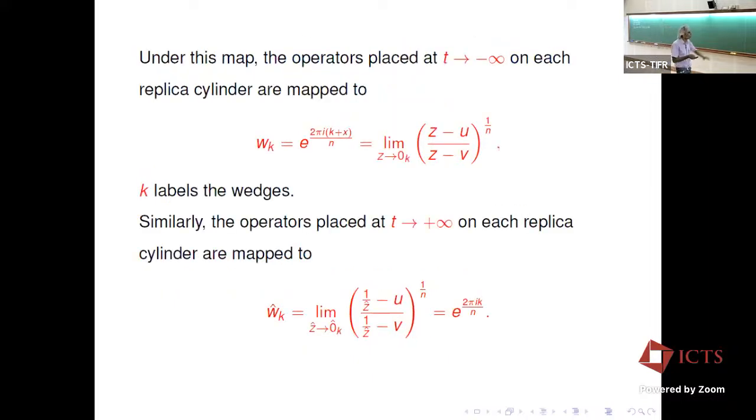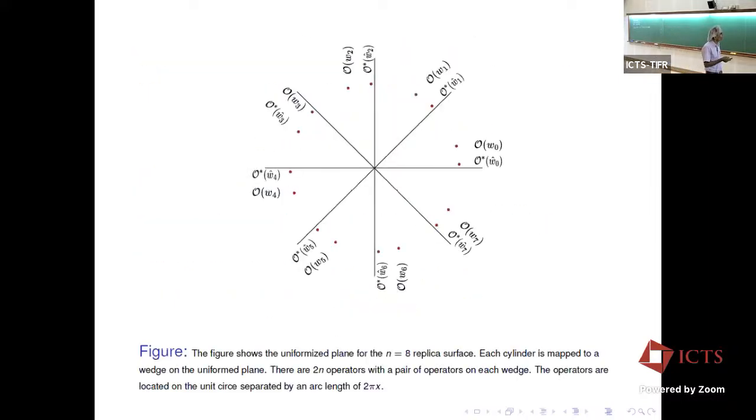So here's the geometry after the map. Say this is the n equals 8 replica surface, and the operators at t equal to minus infinity and t equal to plus infinity are kept on the circumference of a unit circle. This is the eventual geometry, and this is at the length of 2 pi x. The interval length goes to the separation of the operators, and this is the geometry in which one evaluates the 2n point function. So this CFT calculation at least has a well-defined formulation in terms of a 2n point function correlator, and then taking the n going to zero limit.